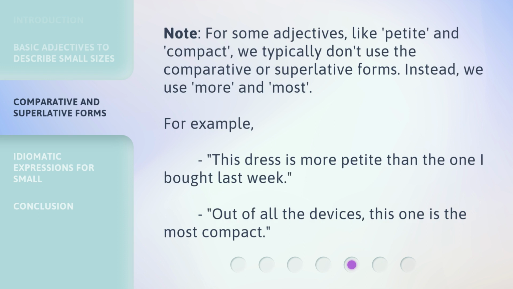Note: for some adjectives, like petite and compact, we typically don't use the comparative or superlative forms. Instead, we use more and most. For example, this dress is more petite than the one I bought last week. Out of all the devices, this one is the most compact.